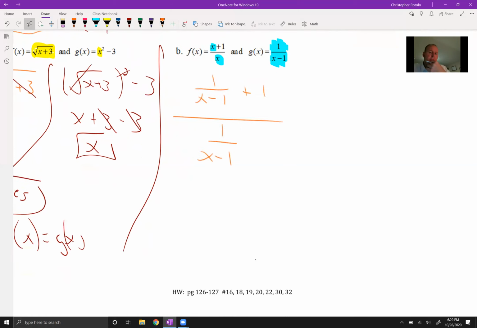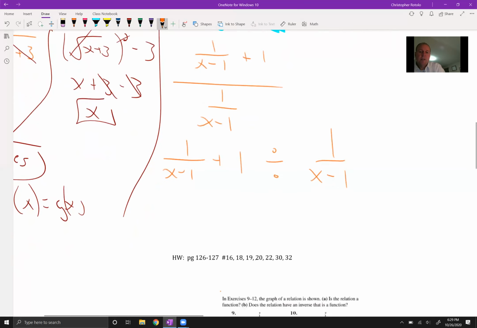So let's see, what do you think? Let's clean up the top maybe. Okay, and now let's go ahead and divide. So 1 over x minus 1 plus 1, right? It is divided by 1 over x minus 1. So all I did is I took this vertical representation and wrote it horizontally. So the next thing I'm going to do is 1 over x minus 1 plus 1 times x minus 1 over 1. Okay, so that means I need to multiply this whole thing.